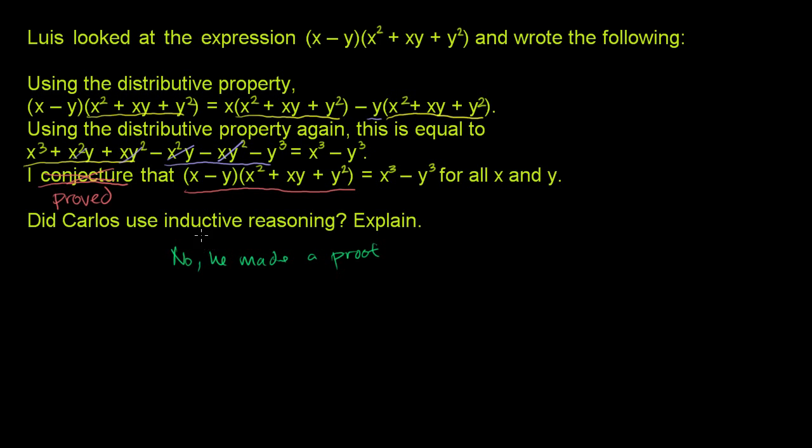Inductive reasoning would have been if you would have given him 5 − 2 times 5² + 5·2 + 2², and you saw that that was equal to the same thing as 5³ − 2³. And then let's say he did it for 1 and 7 in a couple of examples, and it kept holding for all of the examples that it was the first number cubed minus the second number cubed. Then it would have been inductive reasoning to say that that is true for all numbers x and y.